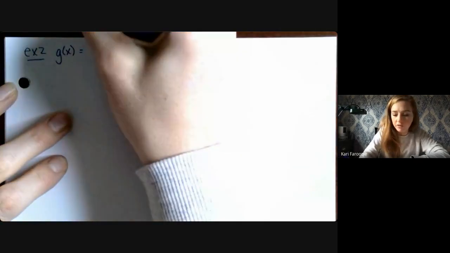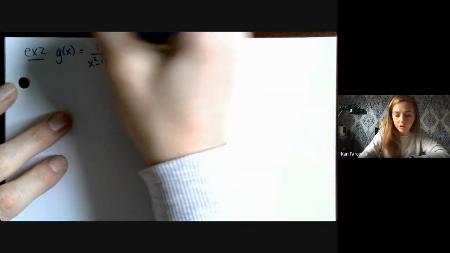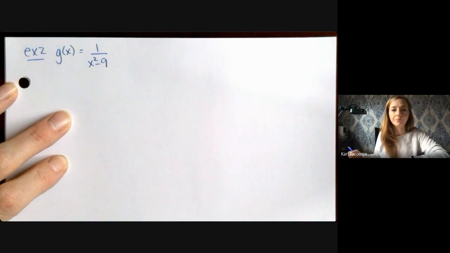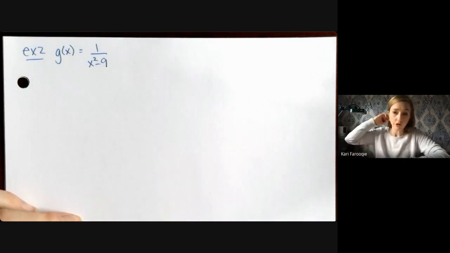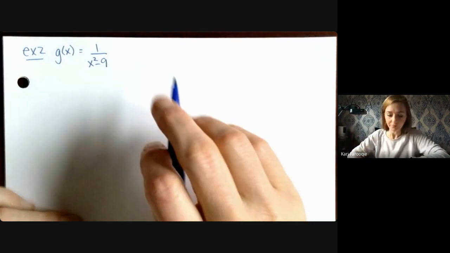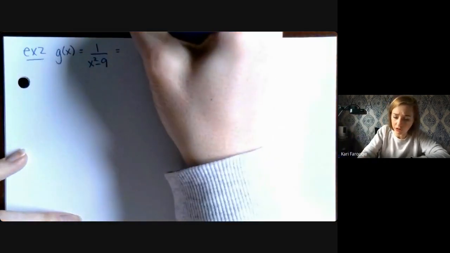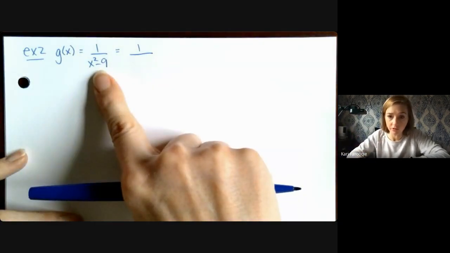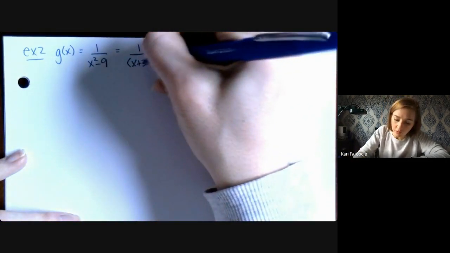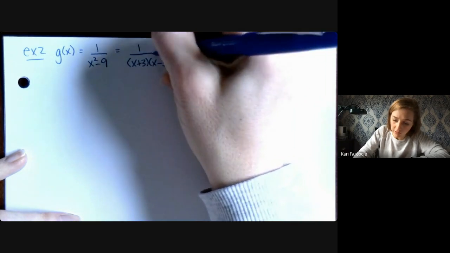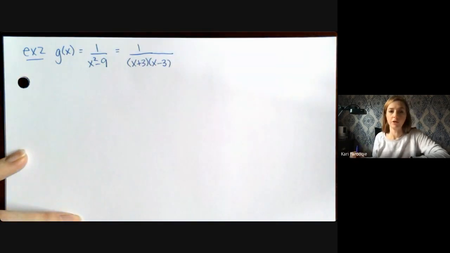G of x is 1 divided by x squared minus 9. Now, it's a rational function. Remember, rational functions are polynomial fractions, so the quotient of two polynomial functions. But when you think rational, you think ratio, fraction. If I wanted to, I could rewrite this function by factoring the denominator. I know that x squared minus 9 is the difference of two squares, which I can factor as x plus 3 times x minus 3.